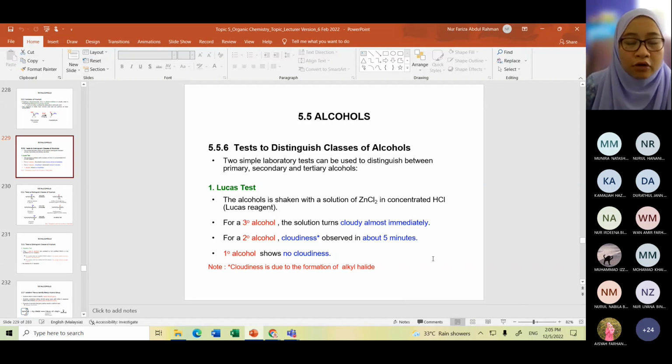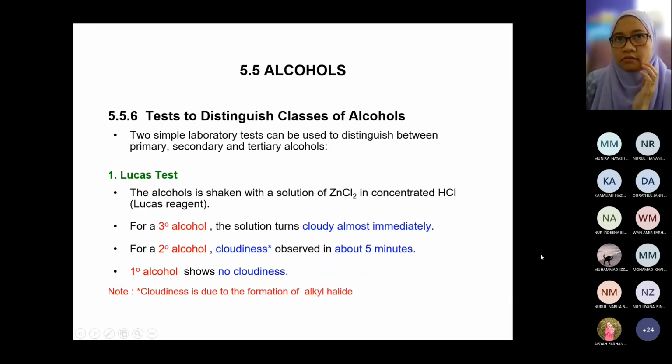discussed alcohols, the nomenclature of alcohols, and then the reactions involving alcohols. Next, we have tests to distinguish classes of alcohol. In general, we have three types of alcohol. One is primary alcohol. We have methyl alcohol, and then primary alcohol. Secondly, we have secondary, and thirdly, tertiary alcohol. We can distinguish these alcohols via a few tests that we can simply conduct in the lab.